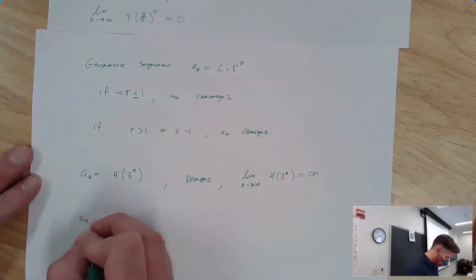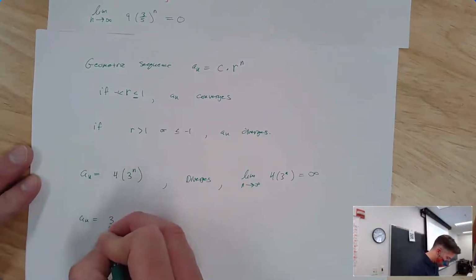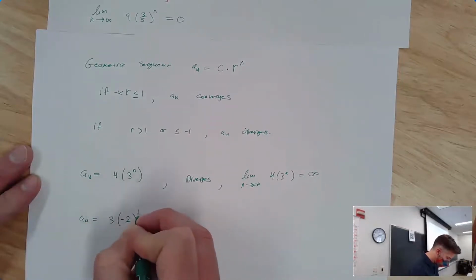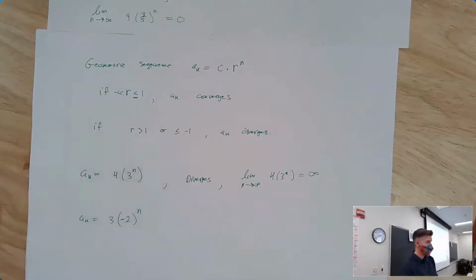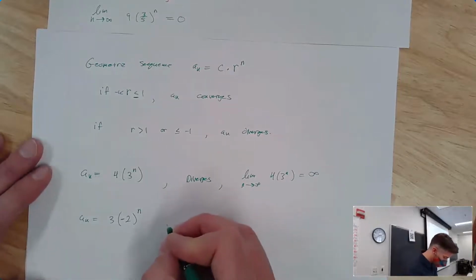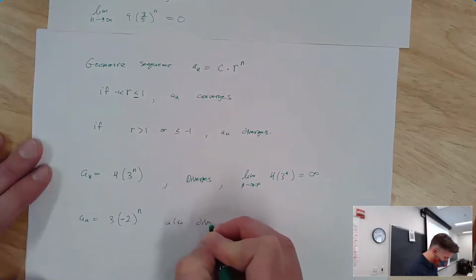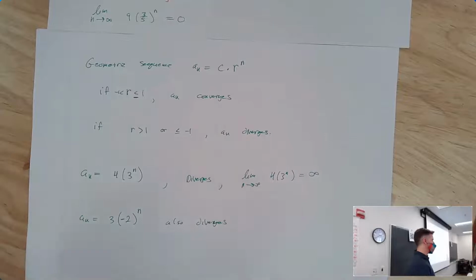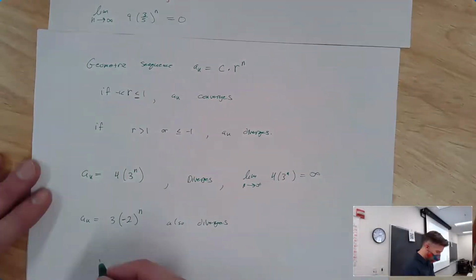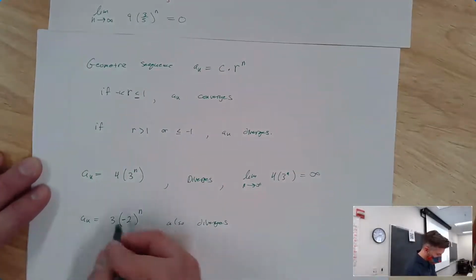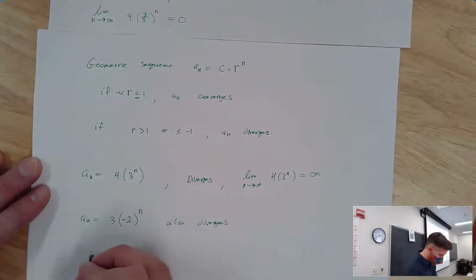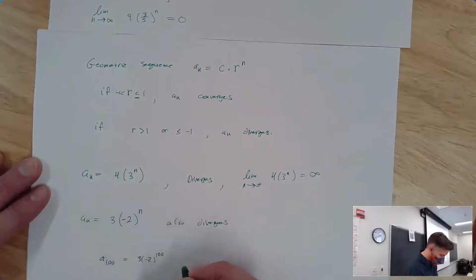And if you had something with a negative base, more negative than -1, this is also going to diverge. Now this one, you can't say the limit's infinity. So for example, if I plug in n equals, I don't know, 100, a sub 100 is 3 times -2 to the 100, very positive.